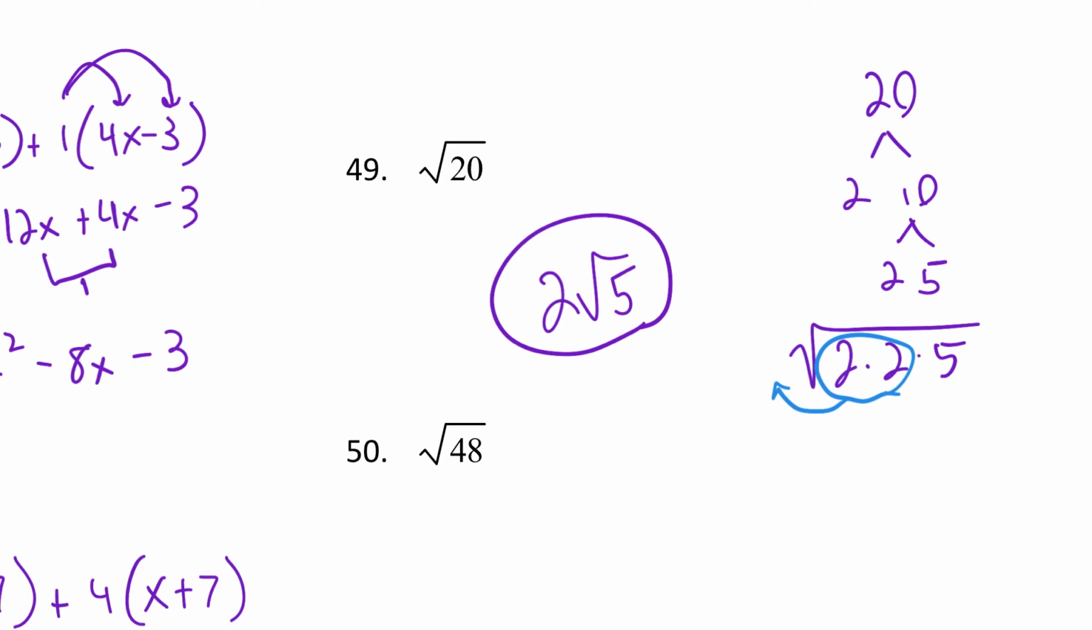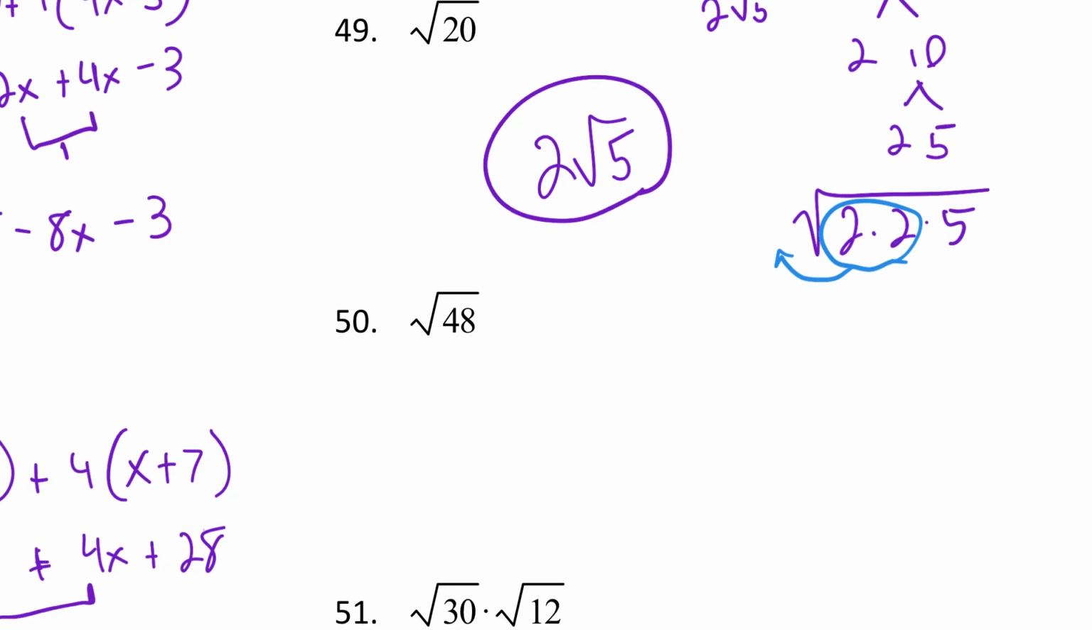The faster way, 4 goes into 20. It's 4 times 5. And the square root of 4 is 2. 2 times the square root of 5. All right, 48. Let's do factor tree.